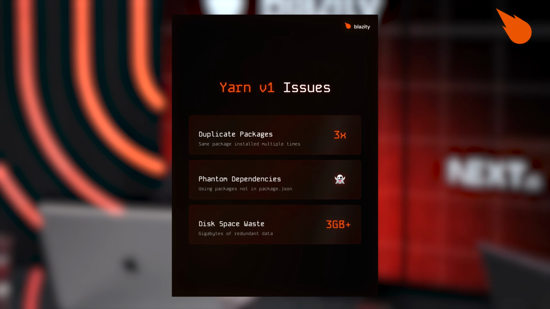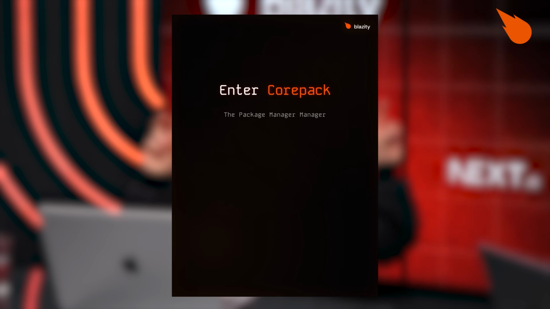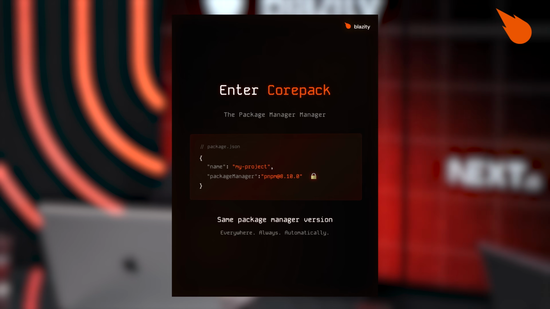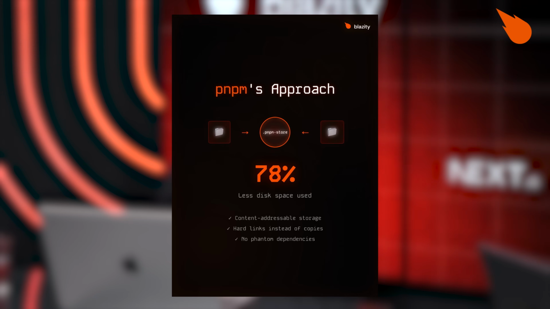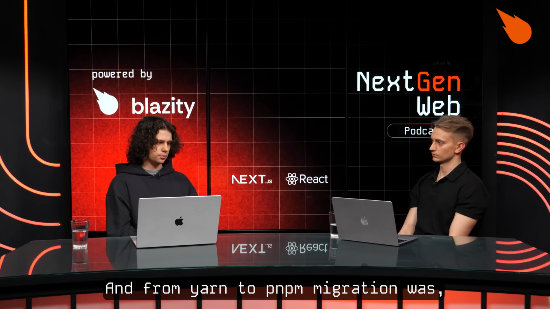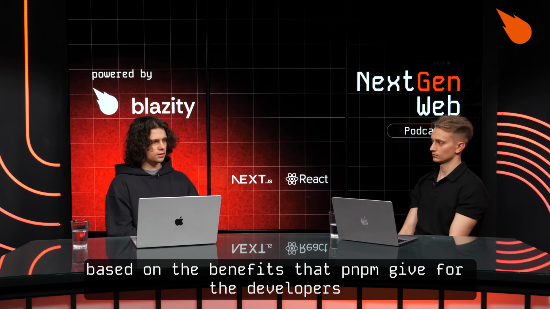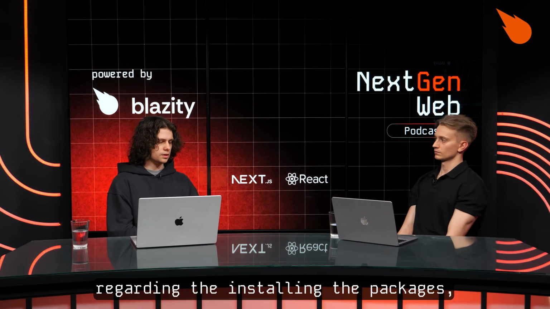And this basically eliminates the huge area of, let's say, the "this works on my machine" scenario. Because everything is aligned, the package manager version is strictly locked, and there are no areas at this level where something can't be reproduced regarding the issues and the troubleshooting of technical problems. So this is why we chose Corepack, and the migration from Yarn to pnpm was based on the benefits that pnpm gives developers regarding installing packages.